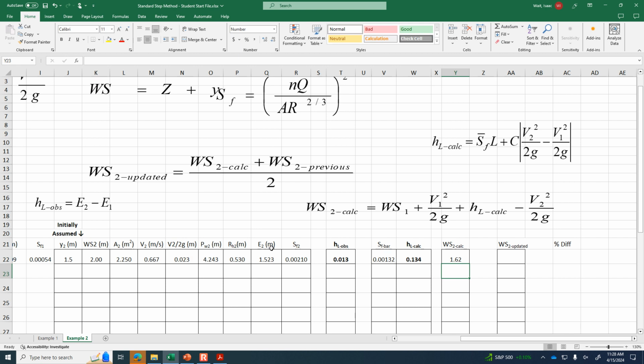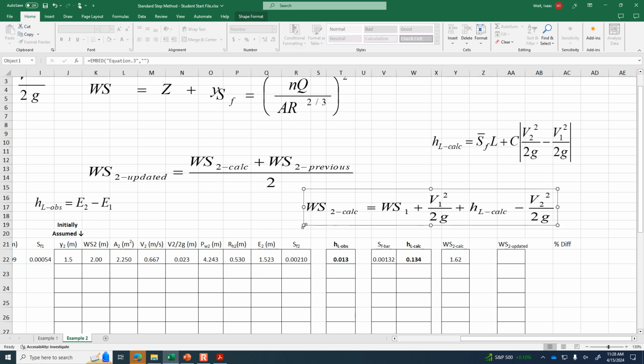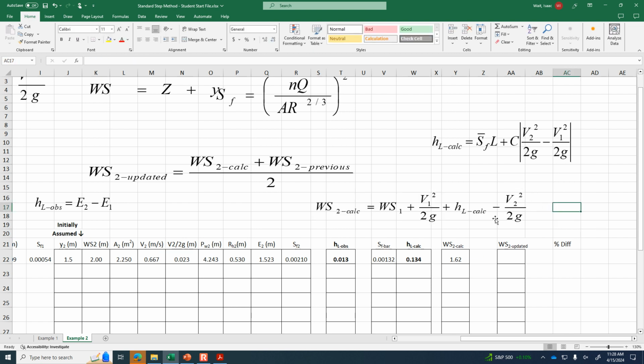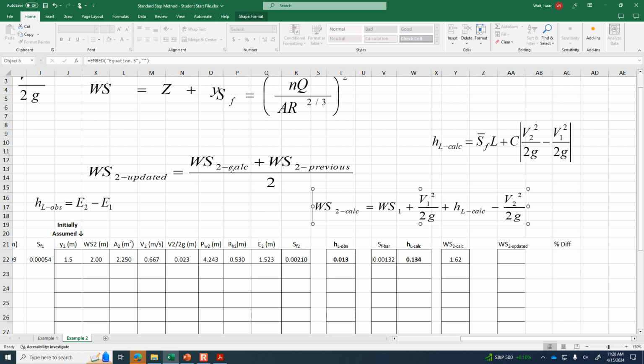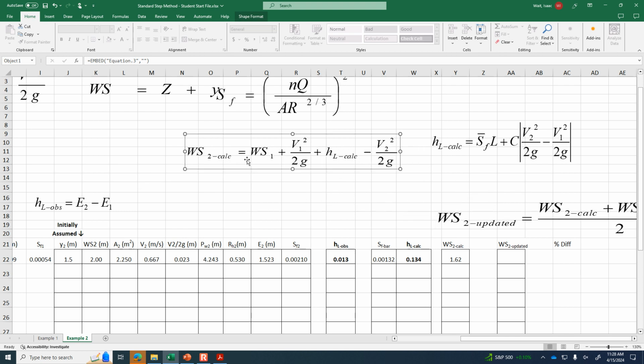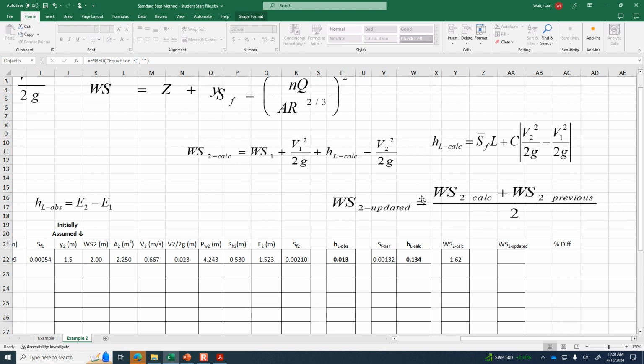Okay, 1.62 is the calculated water surface elevation. And then the updated is just going to be the calculated, which we just came up with, averaged with the previous guess of the water surface. So the updated would be this new value we just came up with plus the previous guess of the water surface at 2, divided by 2.